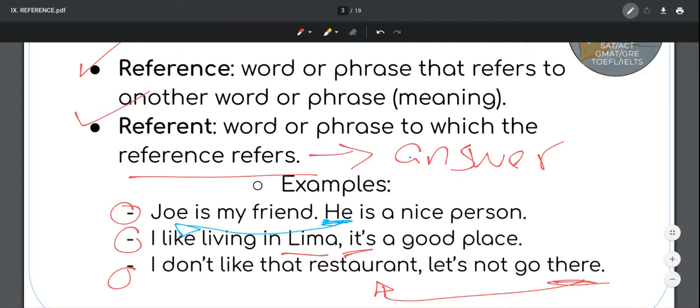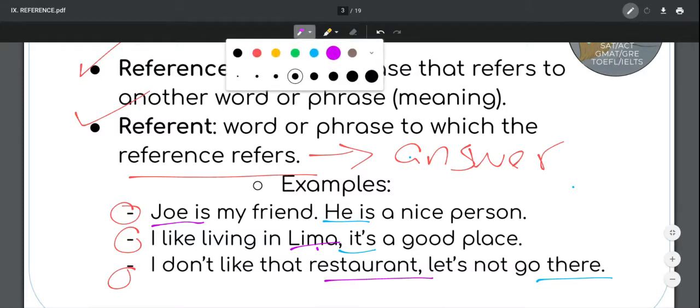I want you to look at these examples and I want you to think of something. All of the following words, he, it, and there, are different from Joe, Lima, and restaurant in that Joe, Lima, and restaurant refer to a specific thing. Joe is a person. I can think of my friend Joe and I can visualize my friend Joe. I can think of Lima or New York or Bogota and I can visualize those places. I can think of the word restaurant and I can think of a place with tables and chairs.